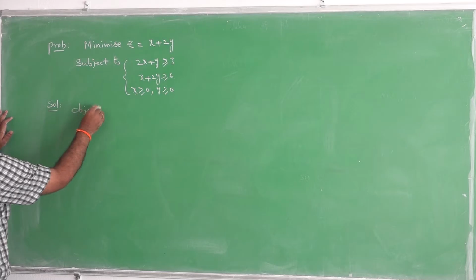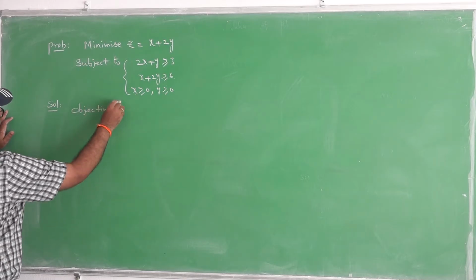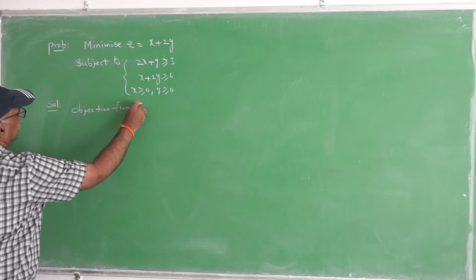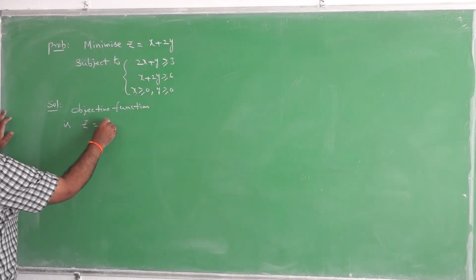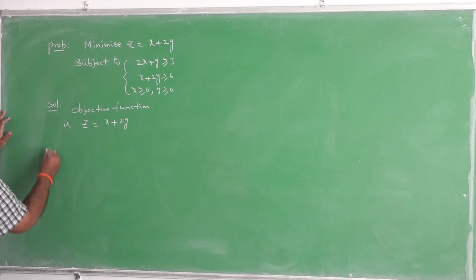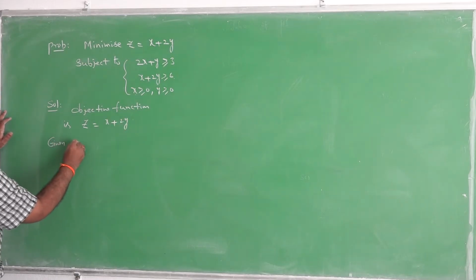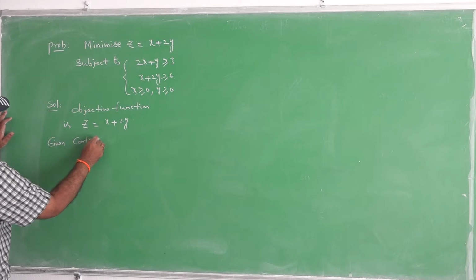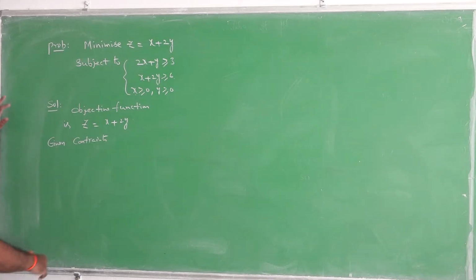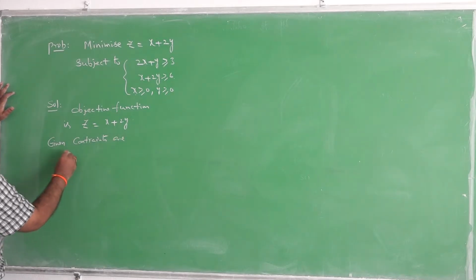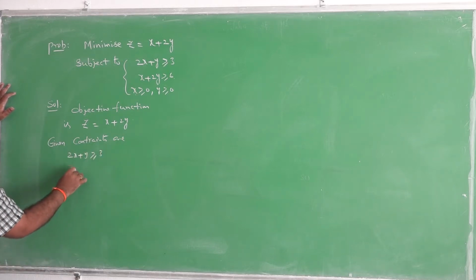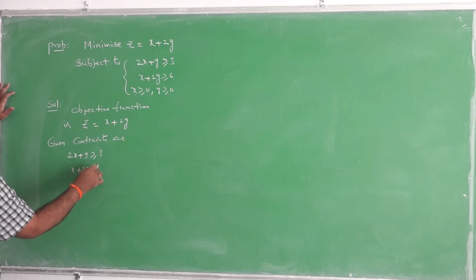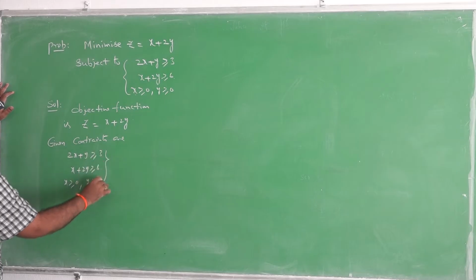Here objective function is z equal to x plus 2y. Given conditions or constraints are 2x plus y greater than or equal to 3, x plus 2y greater than or equal to 6, x greater than or equal to 0, y greater than or equal to 0.